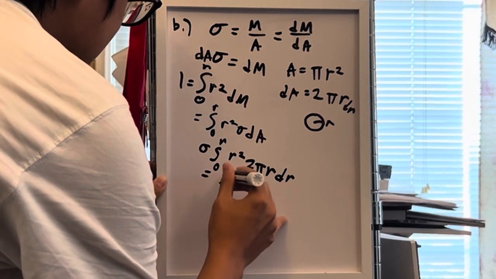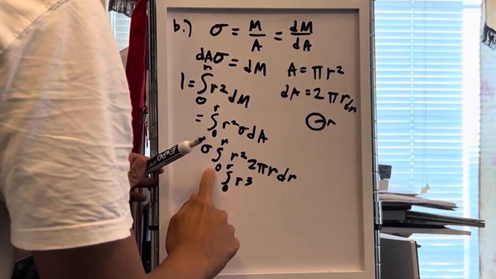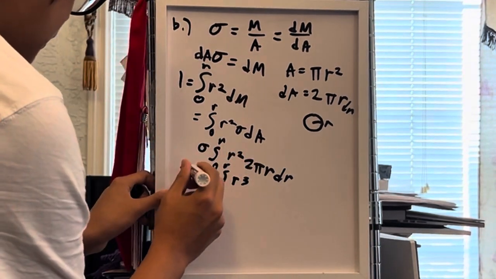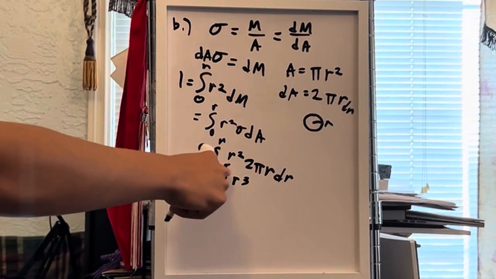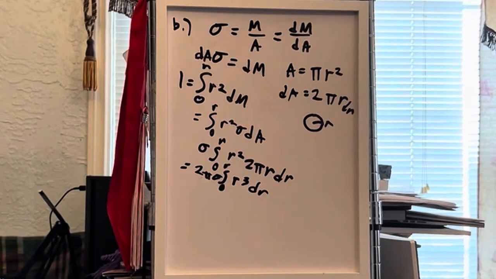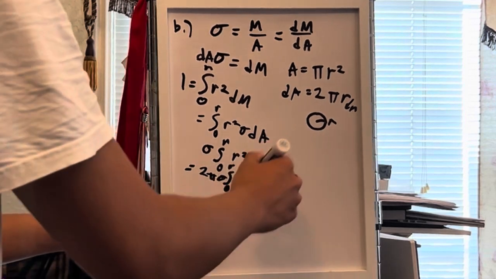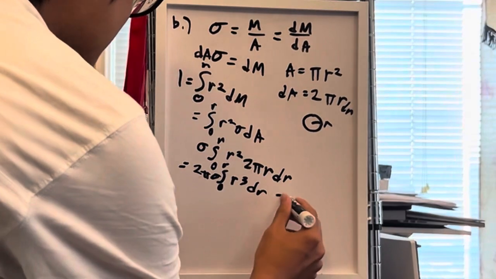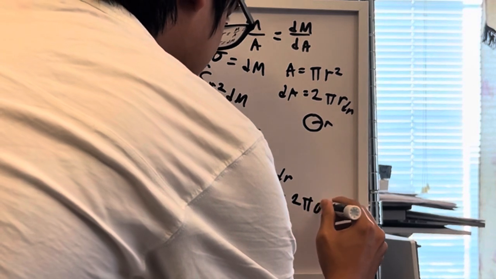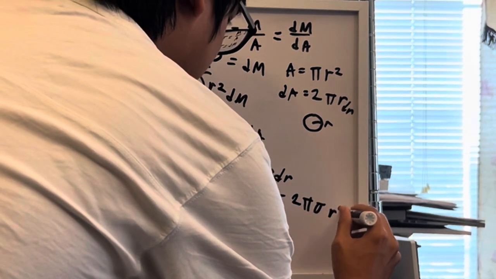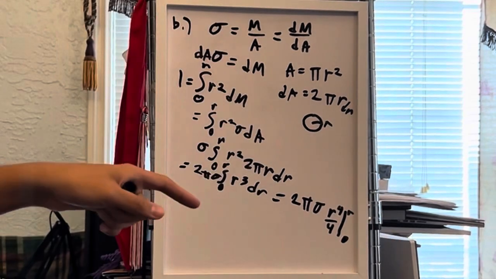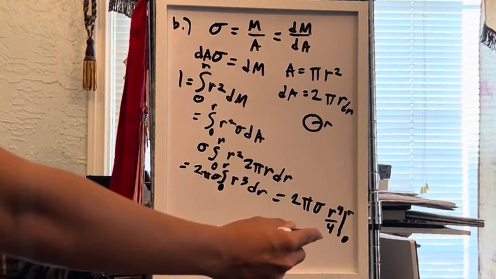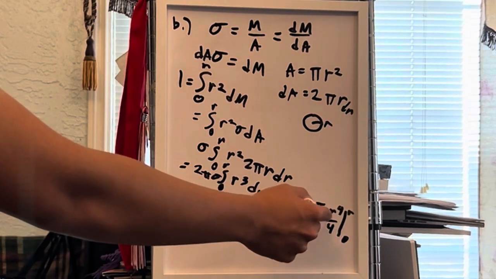I'm going to move my constants to the front, which is this 2 pi and this sigma. That's going to be the integral from 0 to r of r cubed with respect to r. Then I'm going to integrate r cubed using the integral rule. I'm going to add 1 to the power and divide by whatever the power becomes. So that's going to equal 2 pi sigma times r to the power 4 over 4 from 0 to r. Fundamental theorem of calculus right there. The r is going to come in first actually. This will be r to the power 4 still.